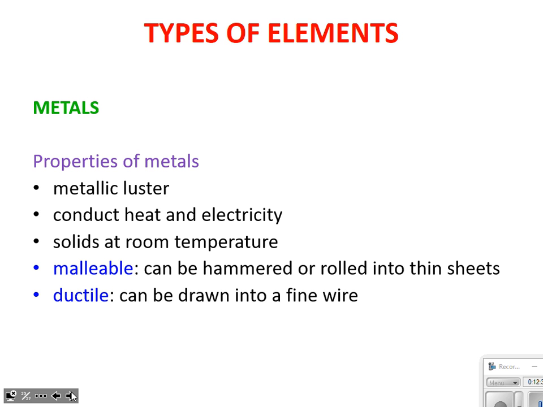Ductile. Metals are ductile, meaning that they can be drawn or rolled into a fine wire. I just said earlier, copper wiring is what most of the houses have because it's such a good conductor of electricity, and it is ductile, rolled into a wire.